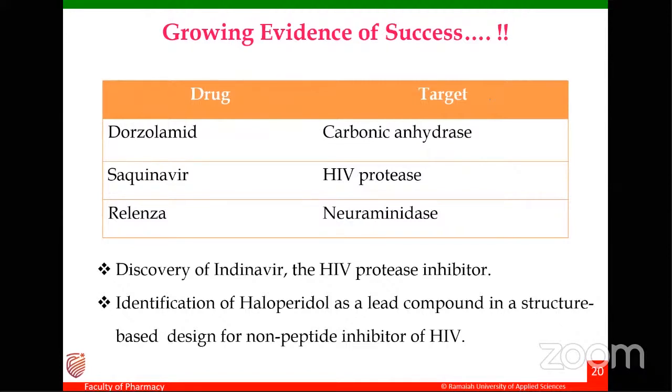This example, why I call it, is a type of drug repurposing. Haloperidol is used for some other disease, for hypertension, but by doing drug repurposing, they have tried it for HIV as a non-peptide HIV inhibitor. So this will give an idea why we have to do drug repurposing.